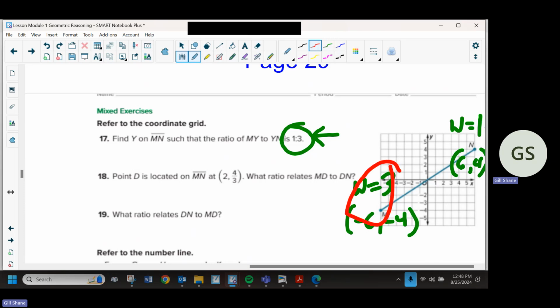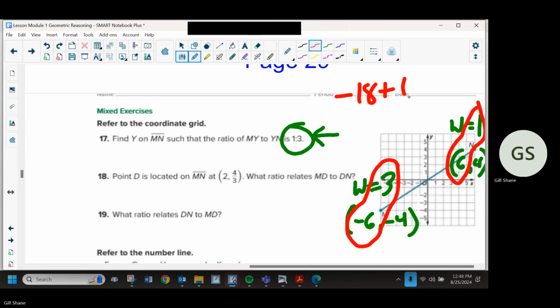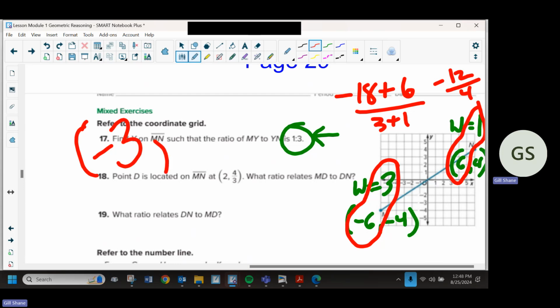So now I just go ahead and I solve it out. Multiply that times that, multiply that times that. So I would get -18 plus 6, divided by 3 plus 1. I add the weights together. So that will be -12 divided by 4. So the first part of my answer is -3. So my x value is -3.